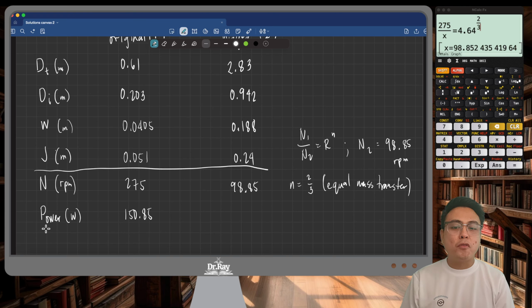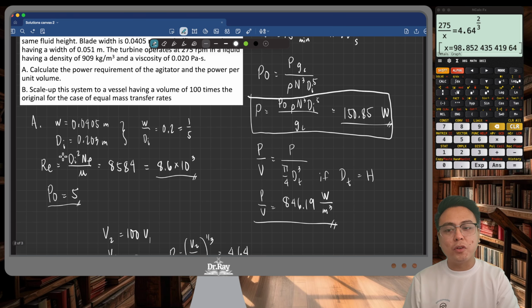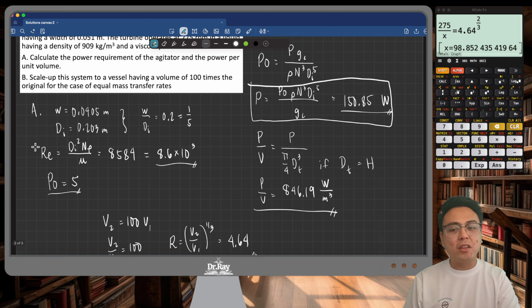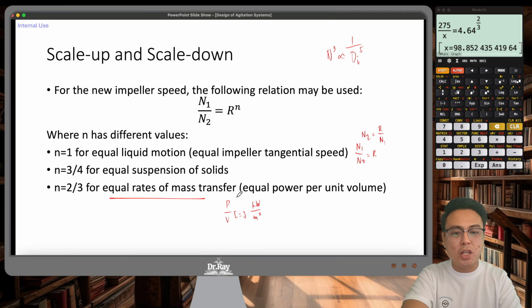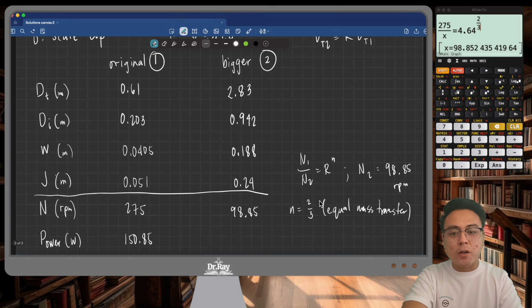Okay. Now, for the power, you can go through the same method that we did for part A, that you have to get the Reynolds number, then get the power number to get the power. But remember that for this case, if you want to get equal mass transfer rates, it means that you also have equal power per unit volume. As mentioned here, equal rates of mass transfer is the same as saying equal power per unit volume.